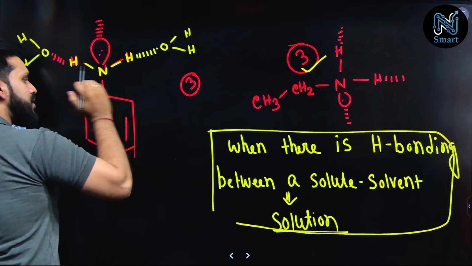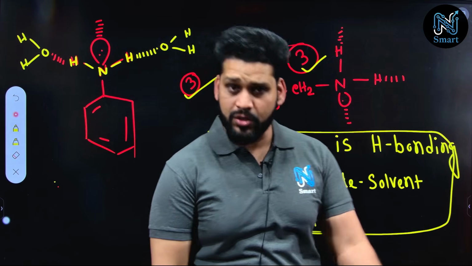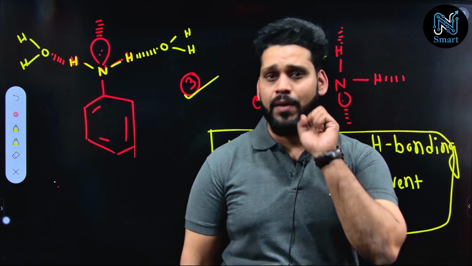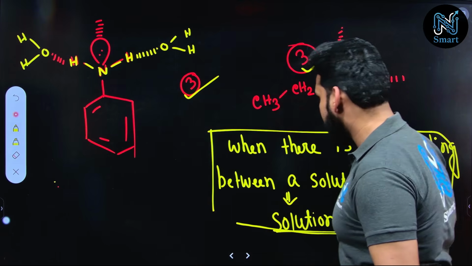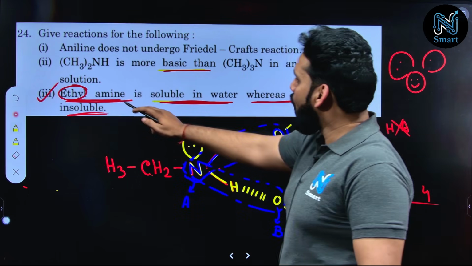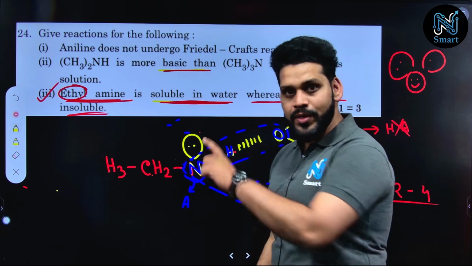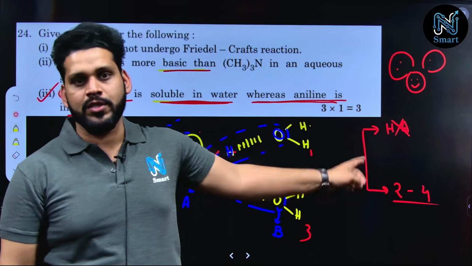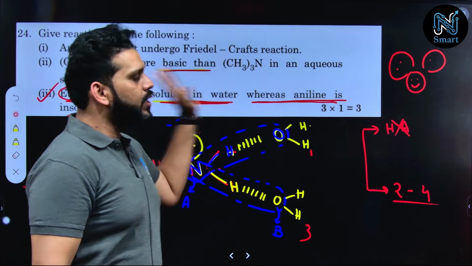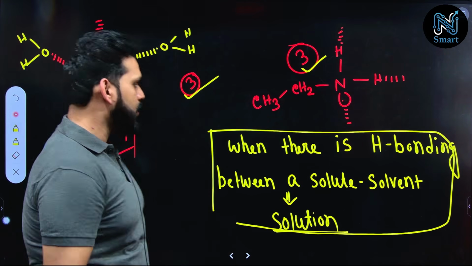Using the same concept, I could have said that aniline will also be soluble in water. It is making three hydrogen bonds, so it should also be soluble in water. But there is a catch, guys. Aniline, we see that it is insoluble in water. That is the question. Read the question once. Why is ethylamine soluble in water whereas aniline is insoluble? That's why this question is a difficult question. Because if you just know hydrogen bonding, you won't be able to solve it, because you will feel like, sir, in both the cases there is hydrogen bonding happening. So why is aniline not soluble in water? So here's the part, guys.